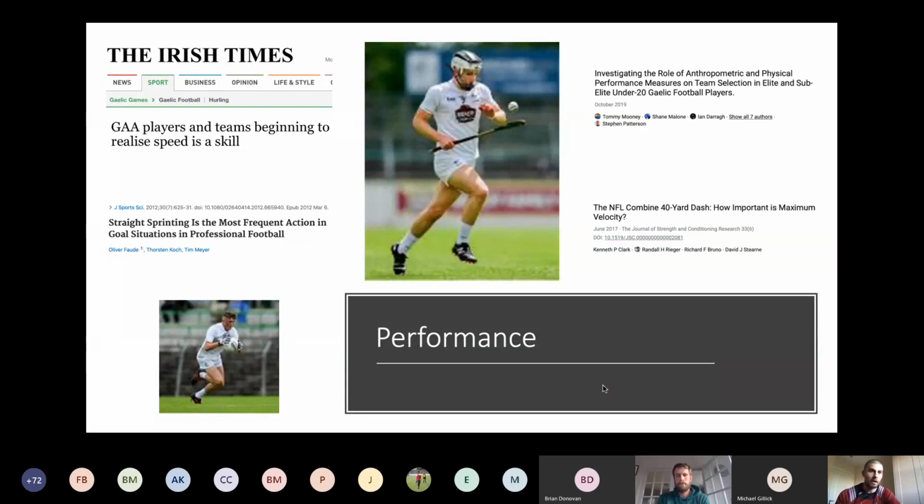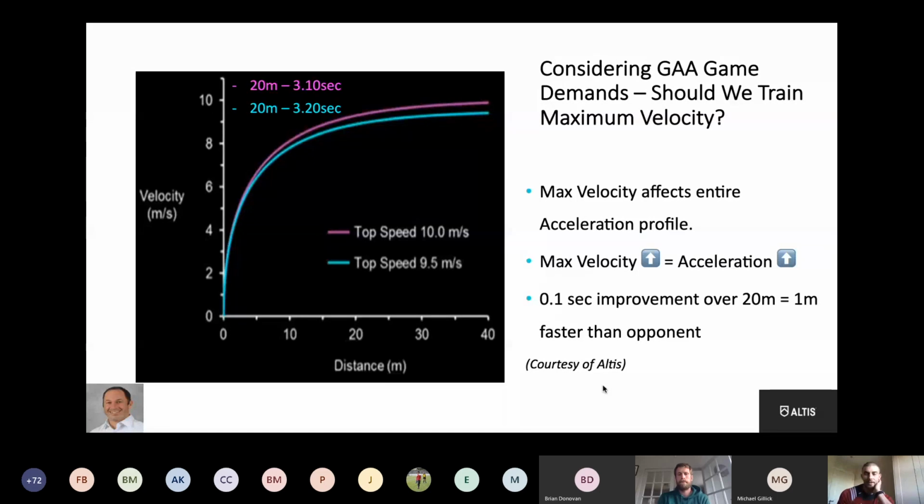Okay, we'll move on. So, the next one. Last week we discussed the demands of the game, and we talked about the distance that the players are sprinting and the likes of this. So judging those numbers, you'd question, should we train maximum velocity, seeing as most of the activity occurs in the first 20 meters of accelerations? We'd argue yes, and this is the reason why.